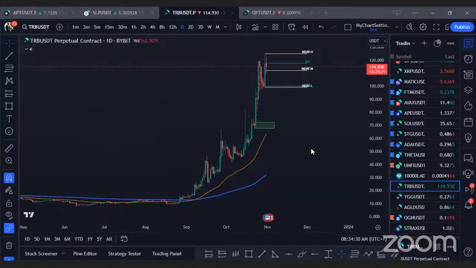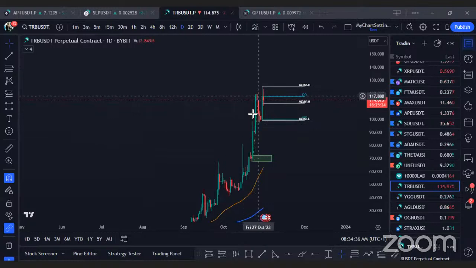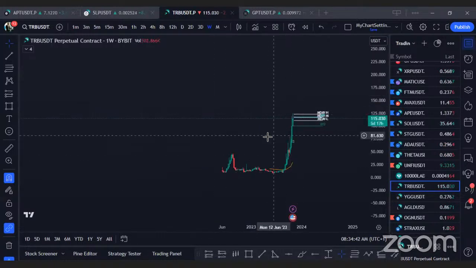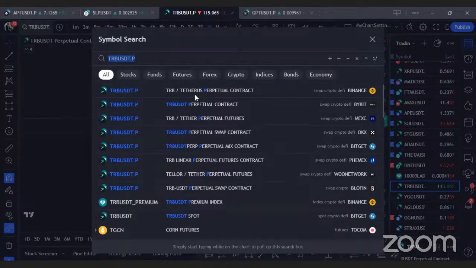I think TRB is good for scalping, guys. At the moment, it is good for scalping, though at the way it is right now, we cannot see any other, this thing keeps creating a new all-time high. Let's look at TRB. Let's look at the Binance spot chart.